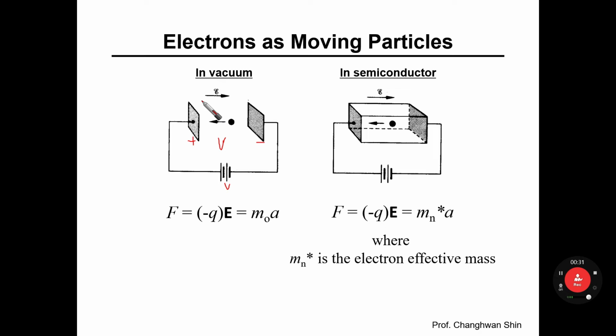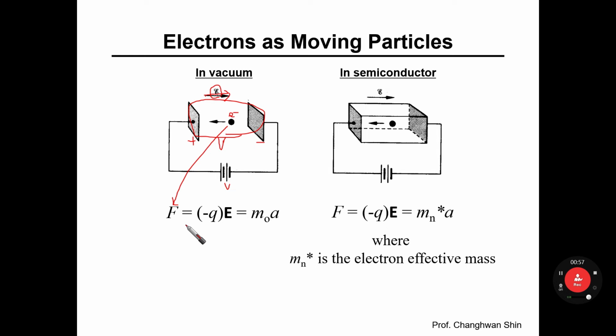Okay, so from the plus electrode toward the minus electrode, the electric field is formed, and within this region, a negatively charged particle, which is an electron, is existing. Then the electron would receive a certain amount of force coming from the electric field.